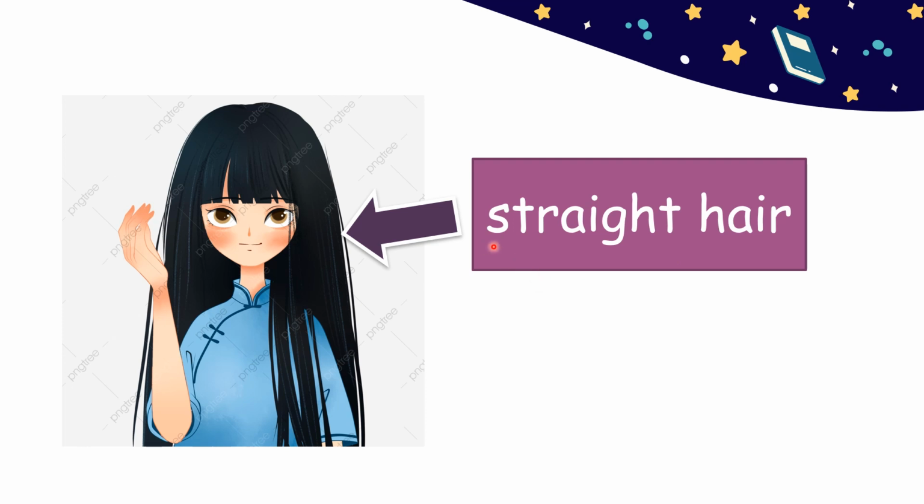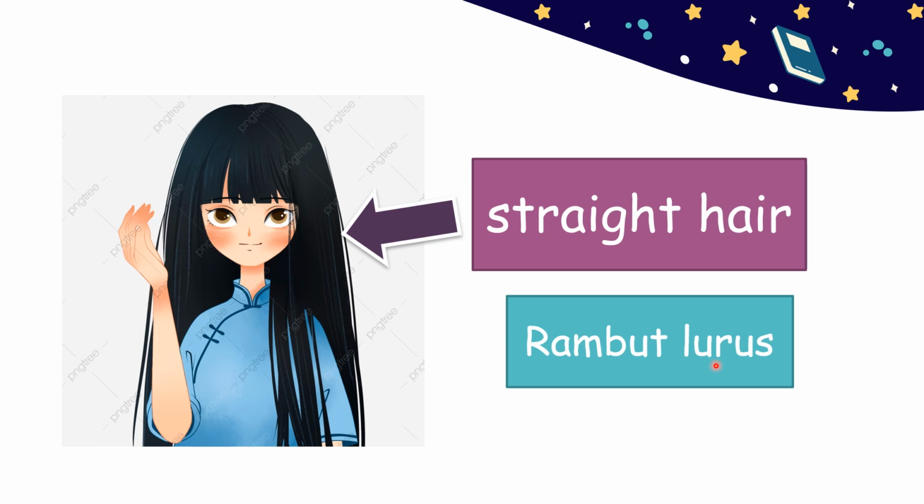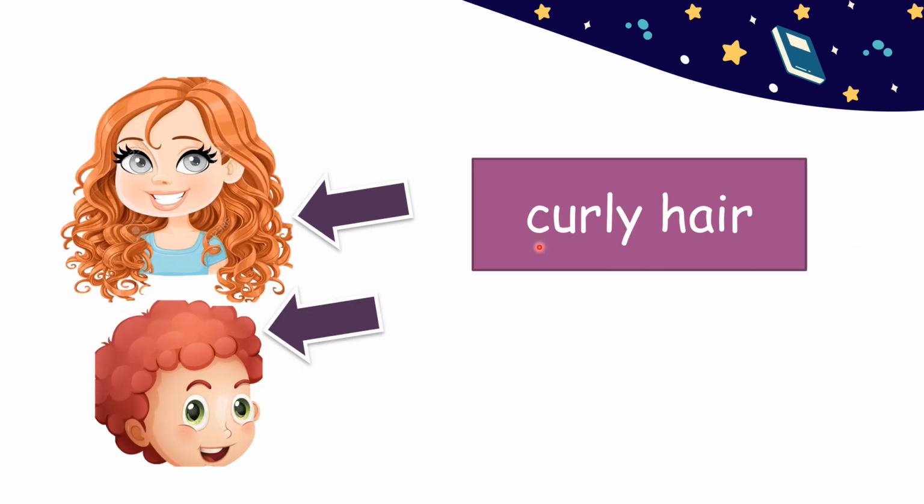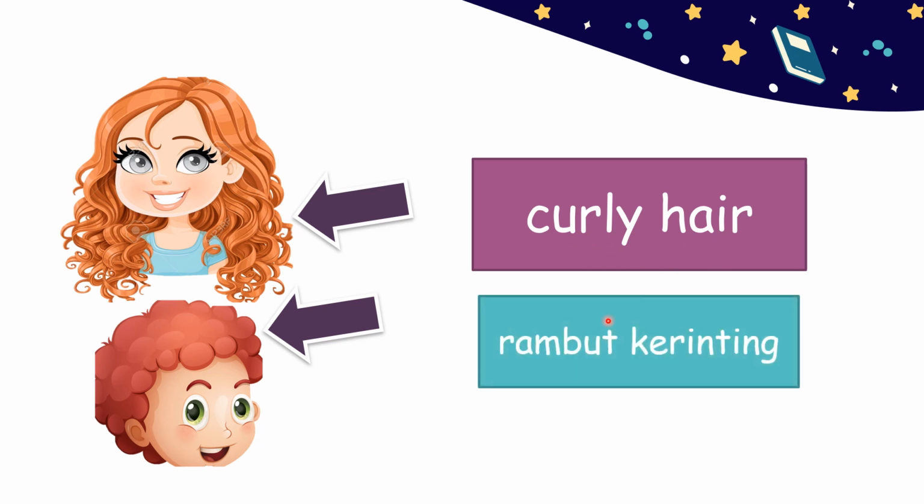Number 3, straight hair, straight hair. Rambut lurus, straight hair, rambut lurus. So you look at her hair, she has got straight hair. Curly hair, curly hair. Curly hair, rambut kerinting. Okay, so look at these 2 pictures. They have got curly hair.